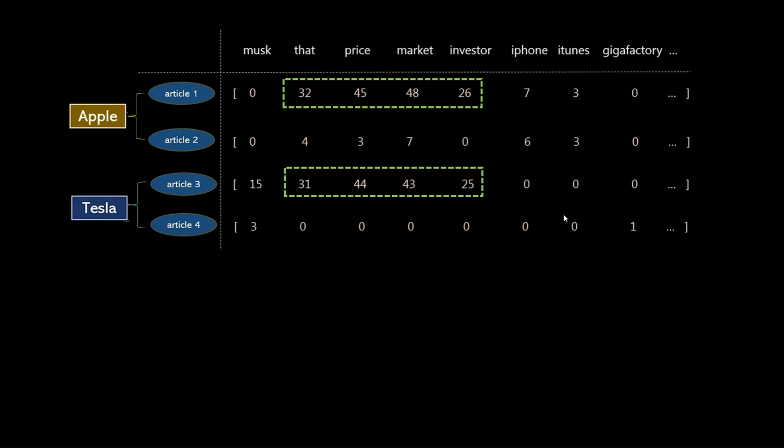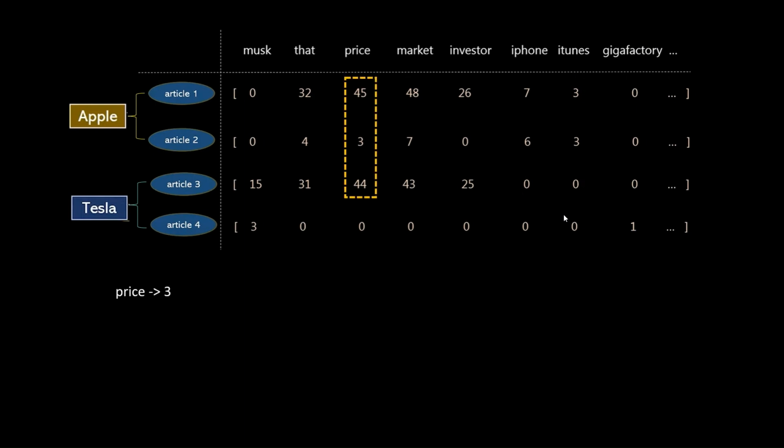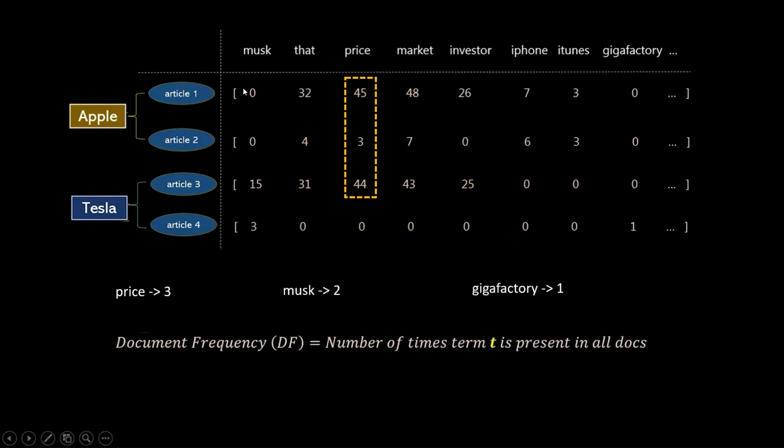Now let's see how this will be handled. Look at this. Here, price is the column that appears 45 times in Article 1, 3 times in Article 2, and 44 times in Article 3. It appears in three documents out of four. And similarly, Musk appeared in two documents out of four, and gigafactory appeared in only one document.